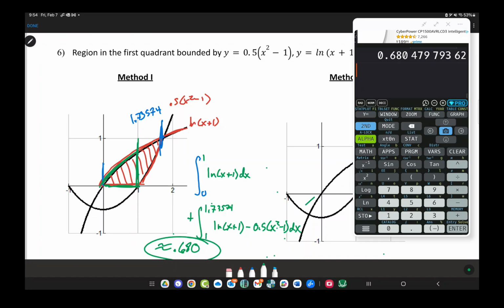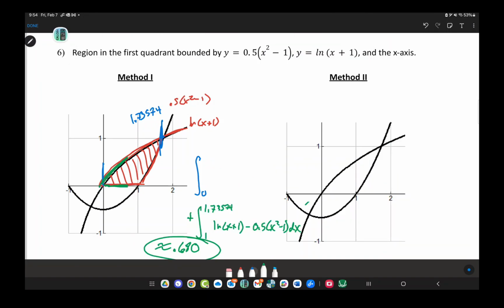Now, method two, what does method two do again? It puts everything in terms of what? Now, why would I want this in this case? Because I would only need one integral. I wouldn't need to separate them. But let's go ahead and solve for y on both of these. The first one: 2y is equal to x squared minus 1. Add 1 over, so 2y plus 1 equals x squared, and then square root.